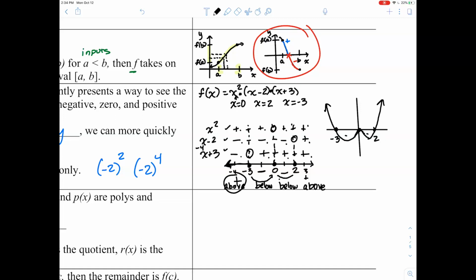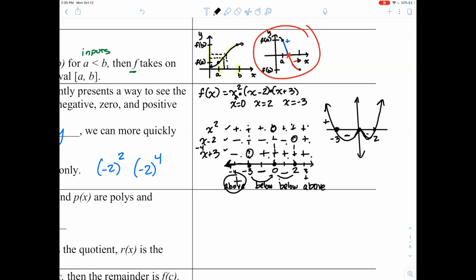Notice that I didn't put a scale on my y-axis. I don't want to do that. Okay, so you can see to the left of negative 3, I'm above the x-axis. At negative 3, I'm at 0. Between negative 3 and 0, I'm below the x-axis because it's producing a negative output. Then I'm at 0. Then I'm below again, and then I'm at 2.